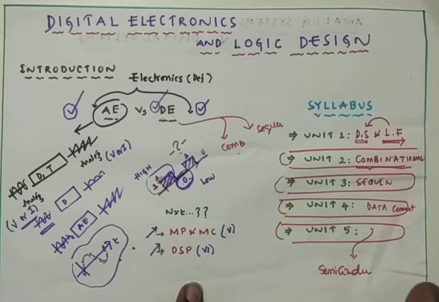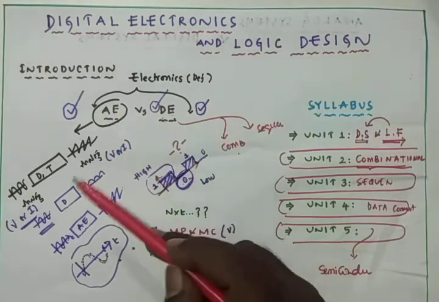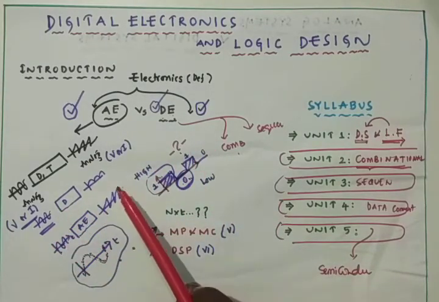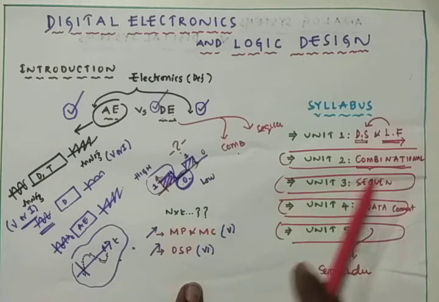I hope I have explained the introduction about digital electronics and analog electronics versus digital electronics. What is analog electronics? What is digital electronics? What is an analog signal and what is a digital signal? And what are the amplitude levels in the analog signal and in the digital signal? In the syllabus we have 5 units. The first unit is basics of digital systems and some logic families. The second unit is combinational circuits.